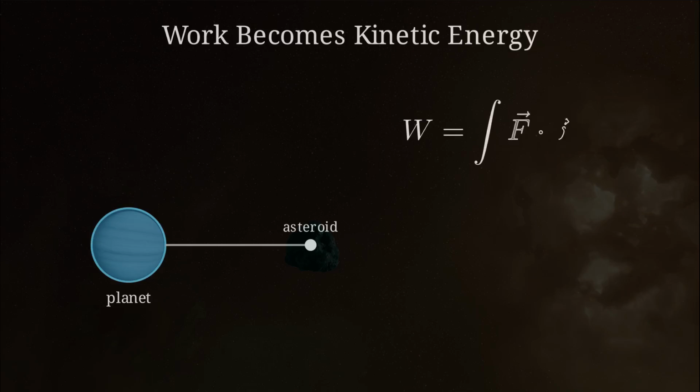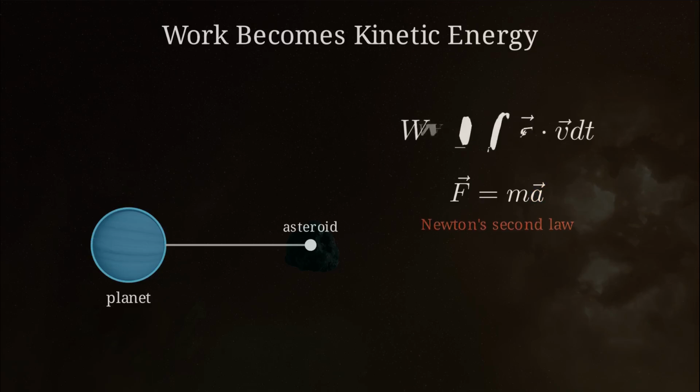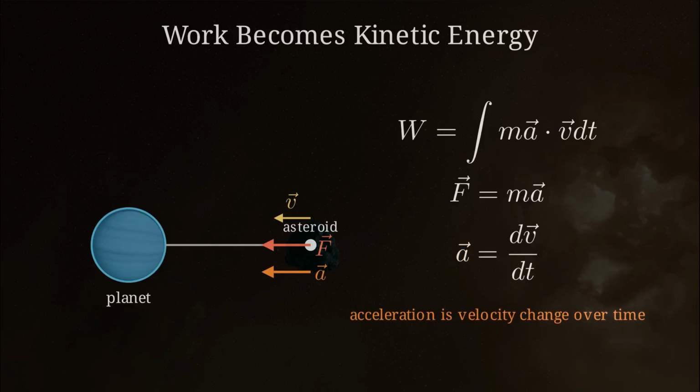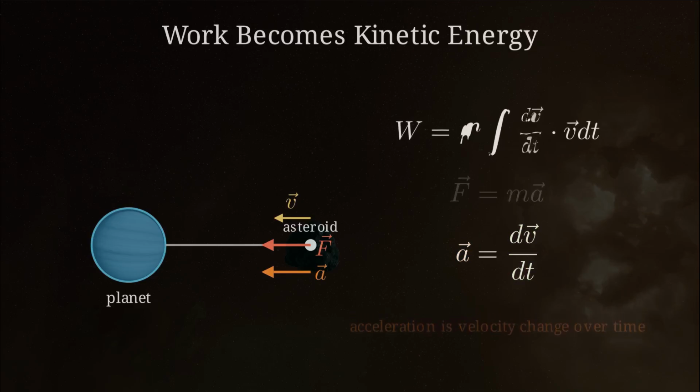Now we use Newton's second law. For an object with constant mass, force equals mass times acceleration. So work becomes the integral of mass times acceleration dotted with velocity over time. Acceleration is the change of velocity with respect to time. So the expression becomes mass times the integral of the velocity derivative dotted with velocity over time.